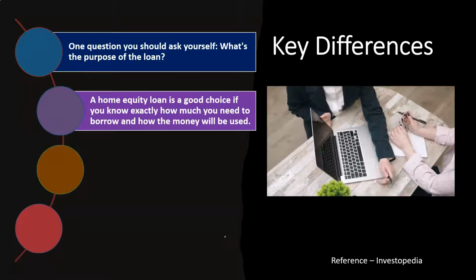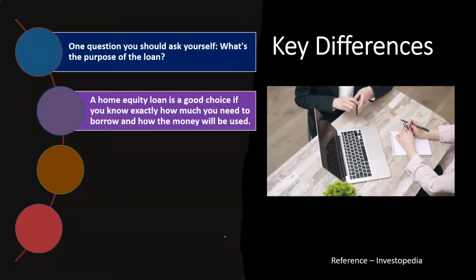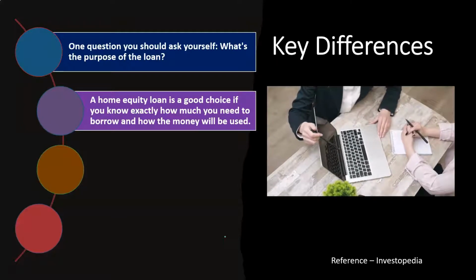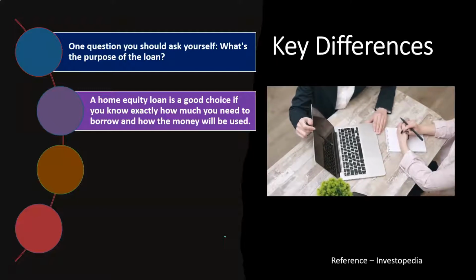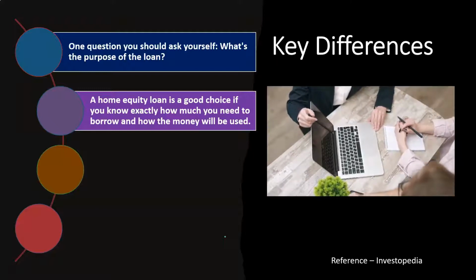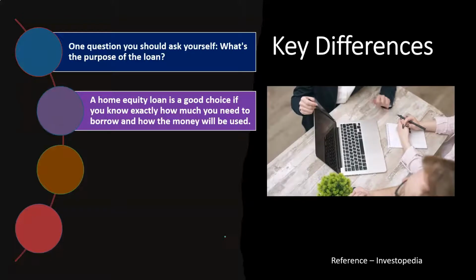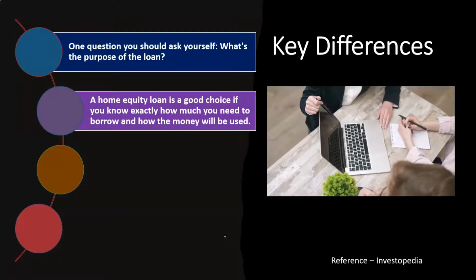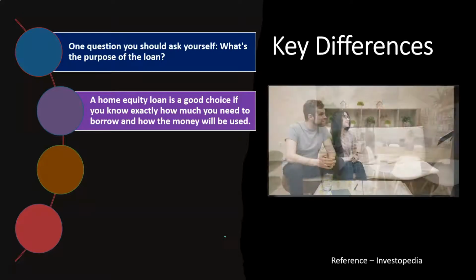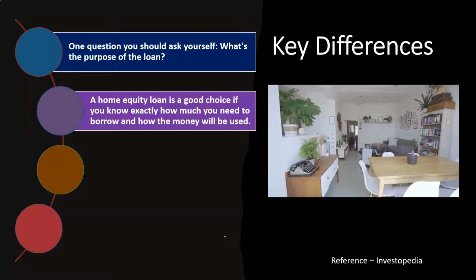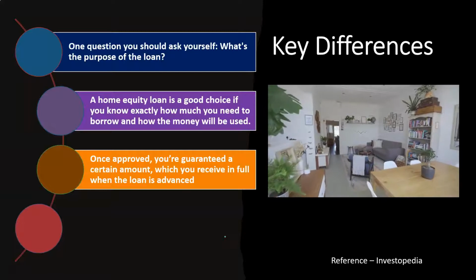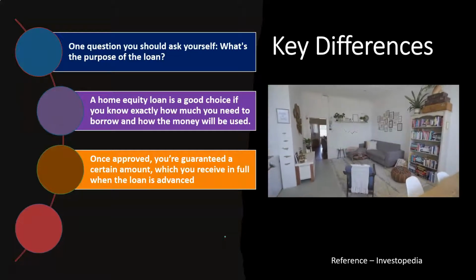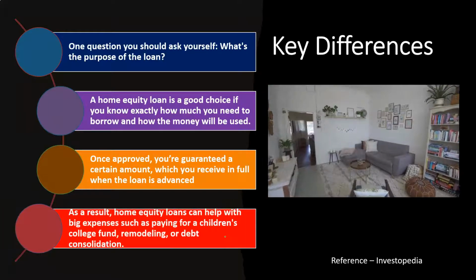So a home equity loan is a good choice if you know exactly how much you need to borrow and how the money will be used. So obviously, the more clear your future plans are and how much money you feel you actually need and how confident you are with it, the more likely it would be best just to plan exactly for what you need and take out the standard loan rather than the line of credit. Once approved, you're guaranteed a certain amount, which you receive in full when the loan is advanced.